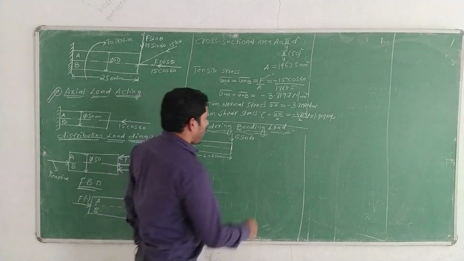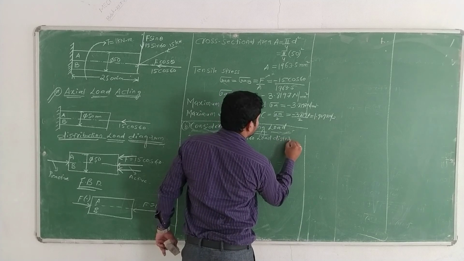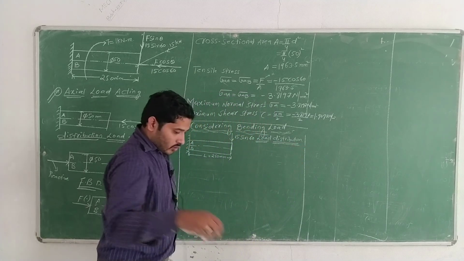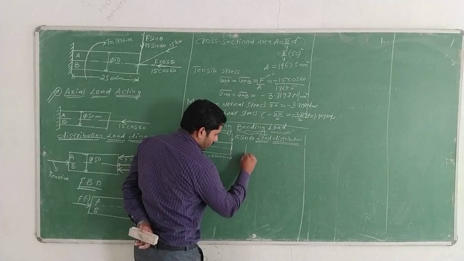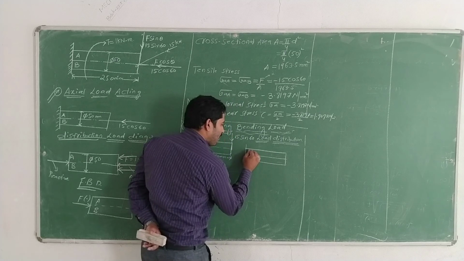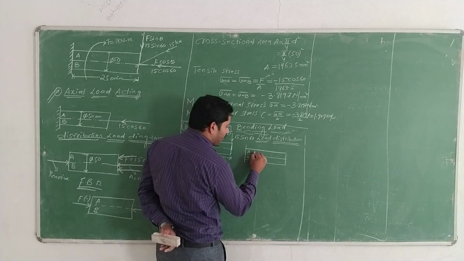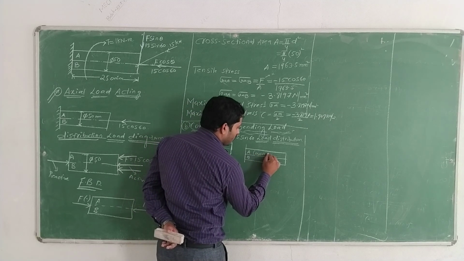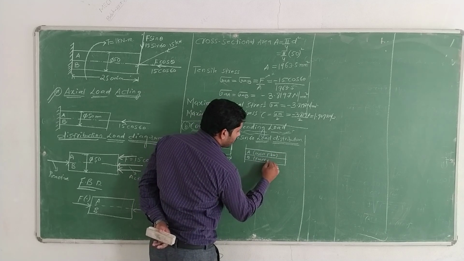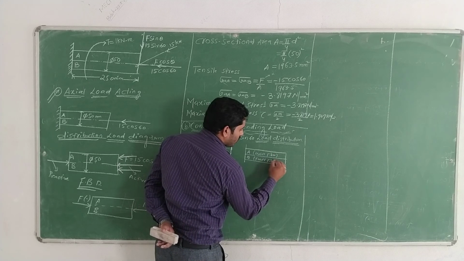If you want to draw the load distribution diagram, let us see. Above we can say outer fiber, and below the axis we can say inner fiber.